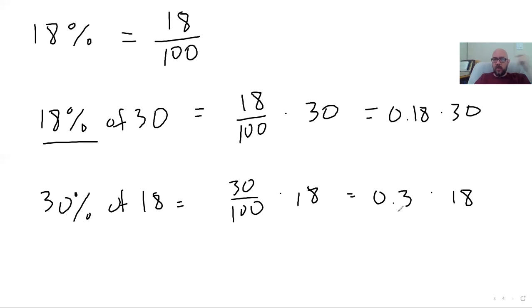So I don't necessarily know off the top of my head what 30% of 18 is, but I do know what 3 times 18 is because I know my times tables. And then I just add in however many decimal points I need. So 3 times 18 is 54, but in my original problem, I had one decimal place. So I need to use 1 decimal place in the answer as well. And so that's what we get.